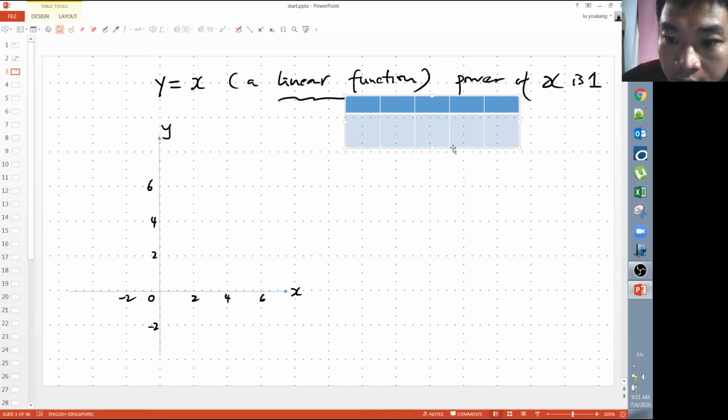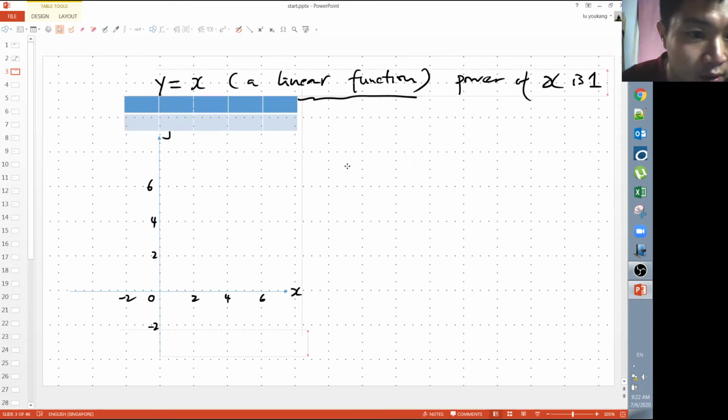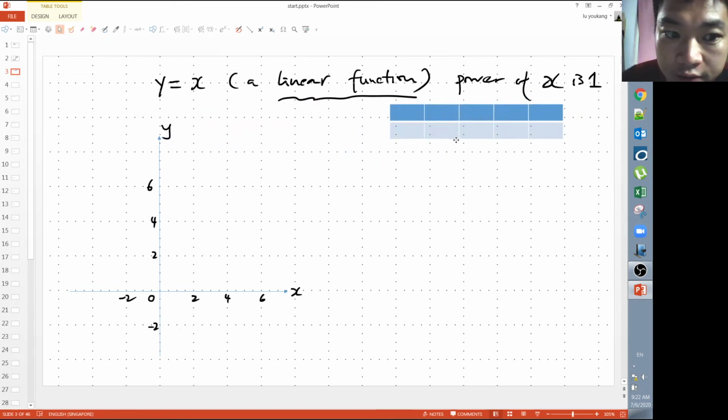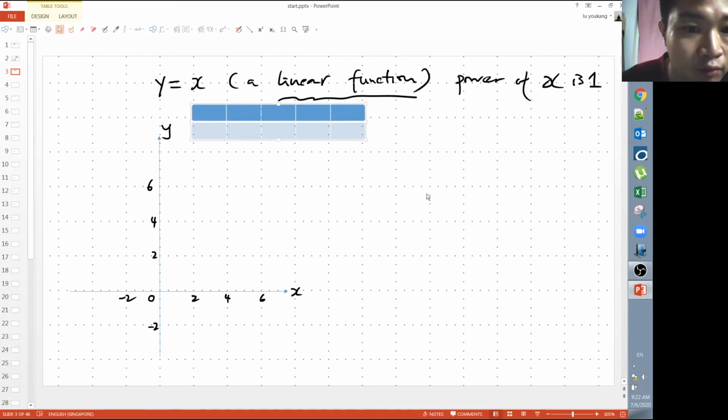This is not what I want. Yes, so I will just move it here, or rather let me move it right below here. Okay, so I hope you can see.